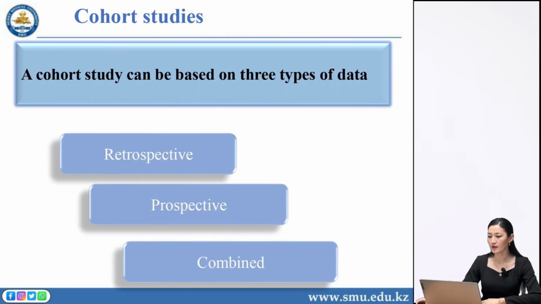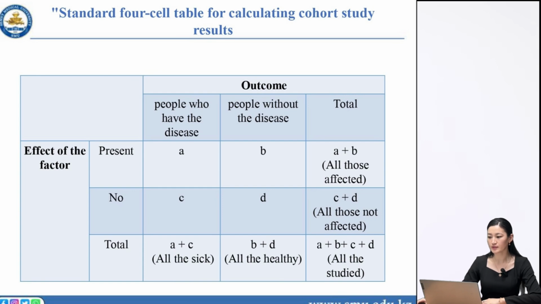A cohort study can be based on 3 types of data: retrospective, prospective, and combined. But usually a cohort study is a prospective study. In a cohort study we also create a 4-cell table like this. The first column is factors, and next we will write people who have disease, people without disease, and we will mark them as A, B, C, D, then we will calculate relative risk.